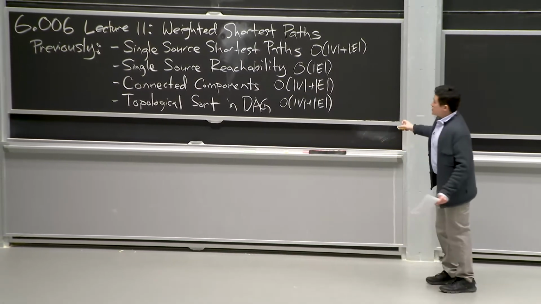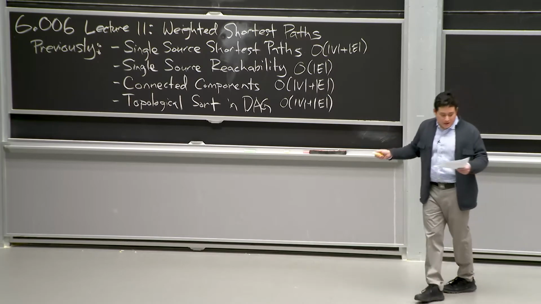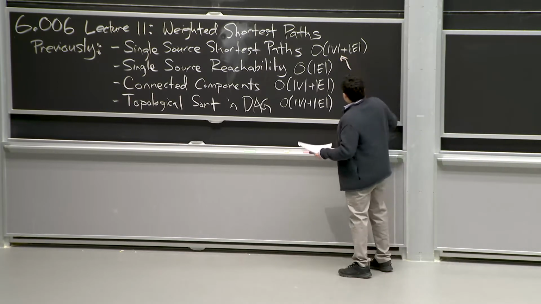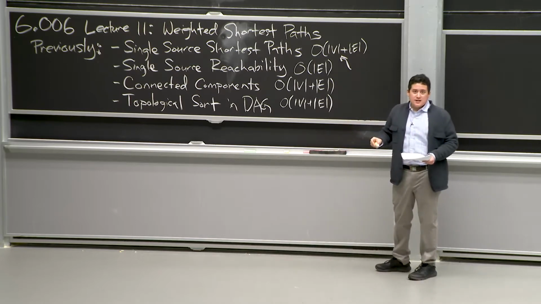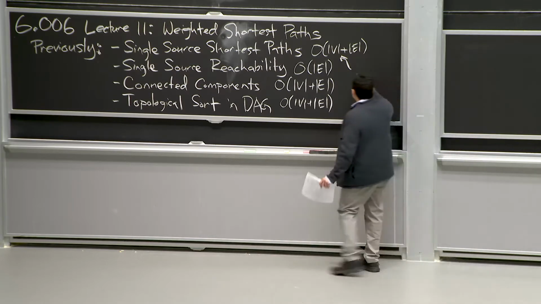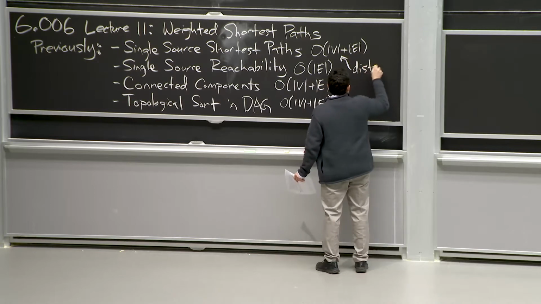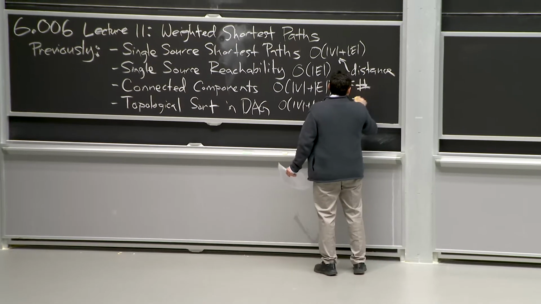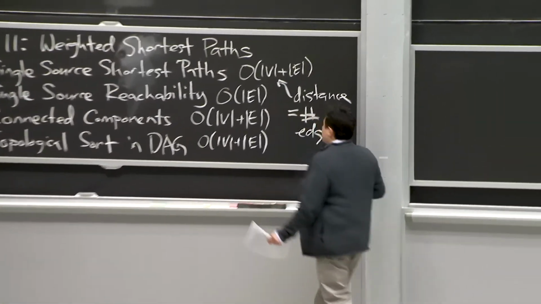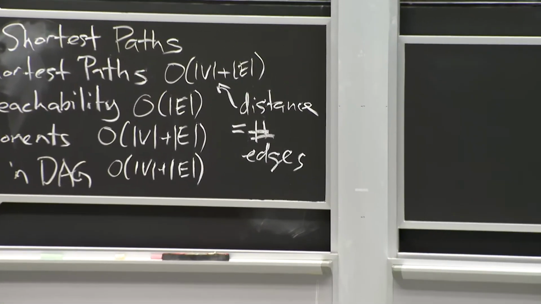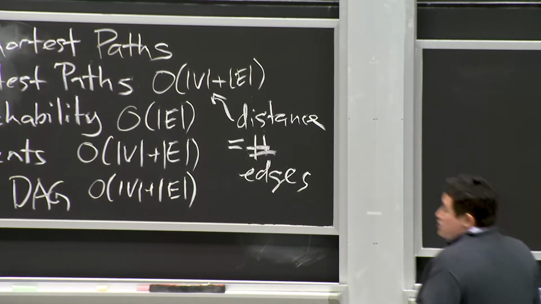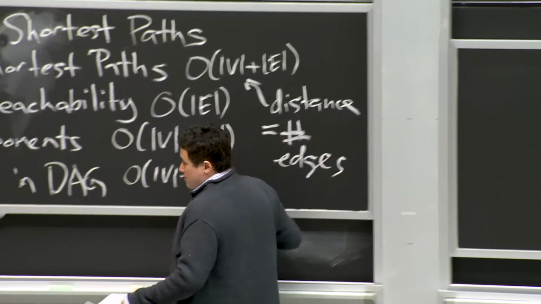All right, in this lecture and in actually the next four lectures, what we're going to do is, instead of measuring distance in terms of the number of edges in a path, so previously distance equaled number of edges, we're going to generalize that notion. So instead of counting an edge, we're going to count an integer associated with that edge. It's going to be called a weight.